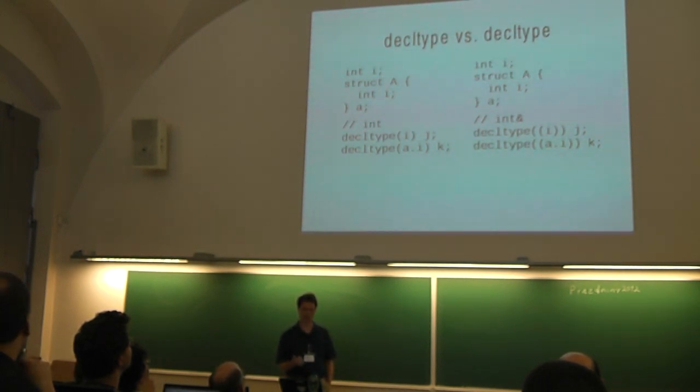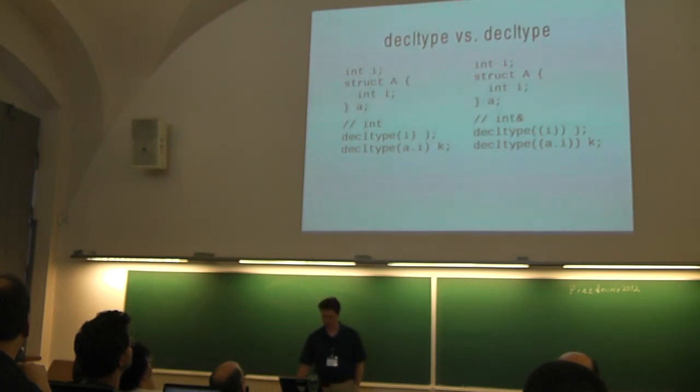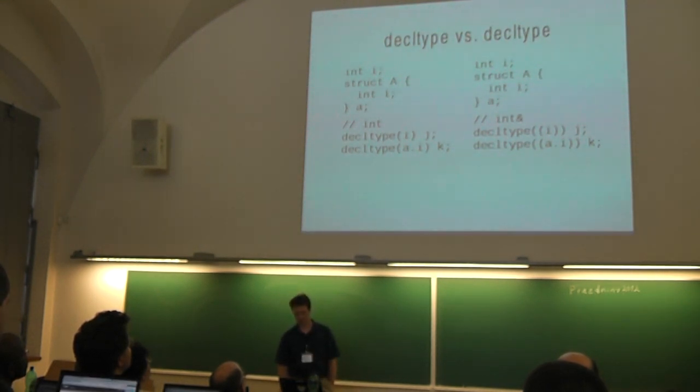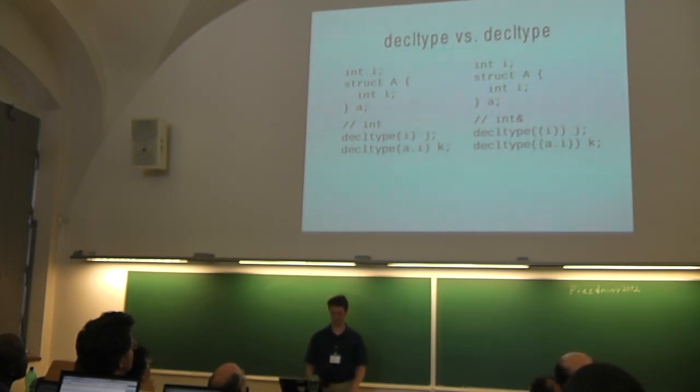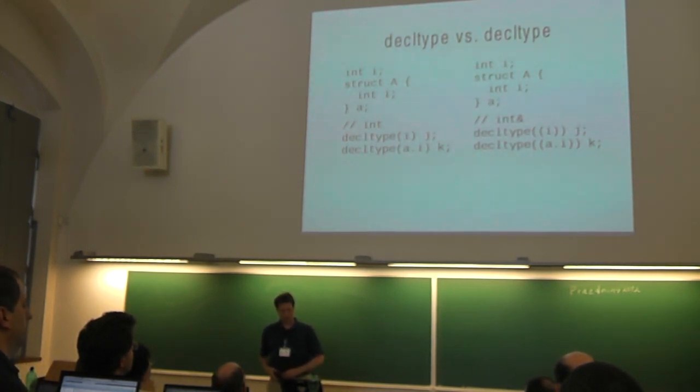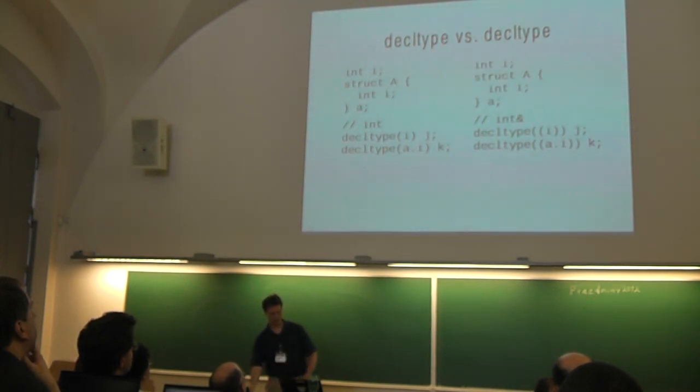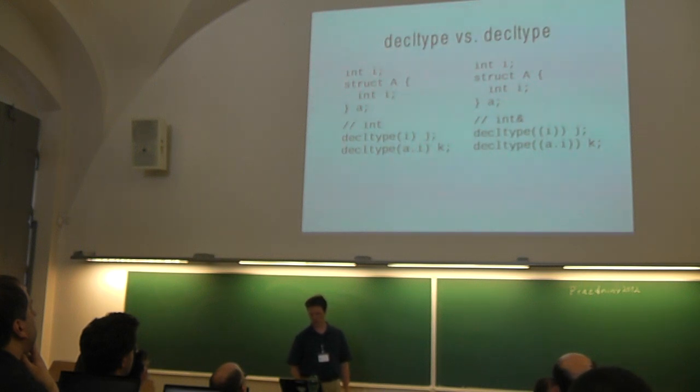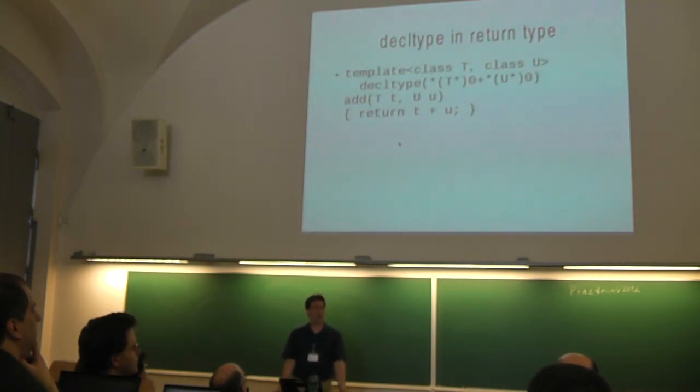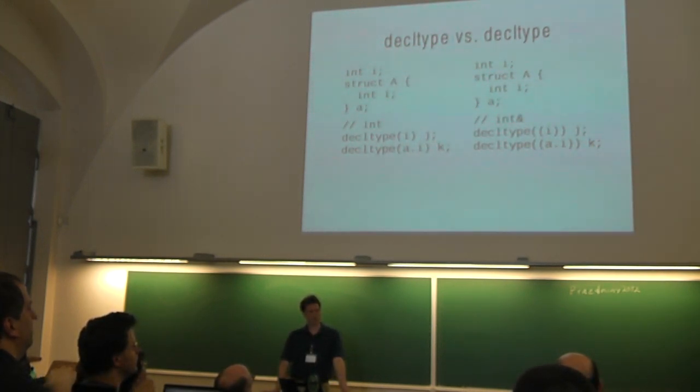If you have a very simple expression, either naming a variable or a member of a class, then you get the declared type of the declaration that it points to. For any other expression, you get the type of the expression plus a reference qualifier to indicate whether it's an lvalue or rvalue. So in this case, both of the expressions are lvalues. In both cases, the result of decltype will be int ref, whereas without the extra parens, it's just int. So adding two parentheses is changing the type.